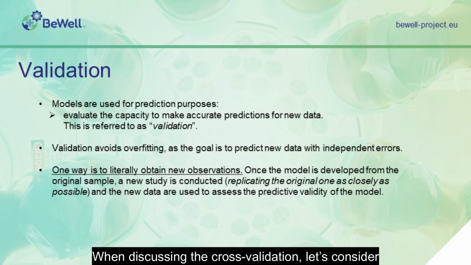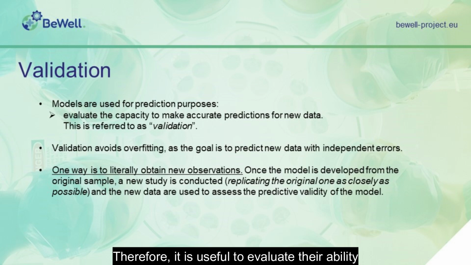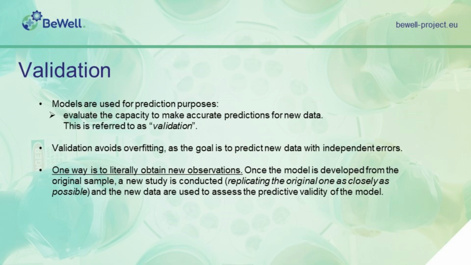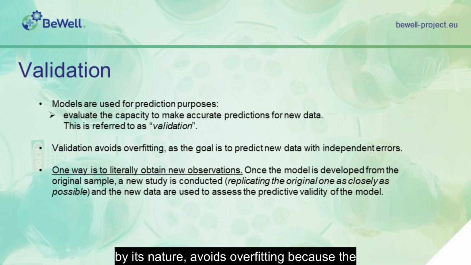When discussing the cross-validation, let's consider that the ML models are used to make predictions. Therefore, it is useful to evaluate their ability to make accurate predictions when they face new data different from those that have been used for their training. This process is called validation. Validation, by its nature, avoids overfitting because the result of the prediction will be evaluated on new data with errors that are independent of those of the training dataset.